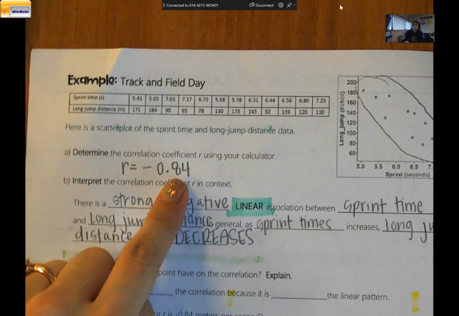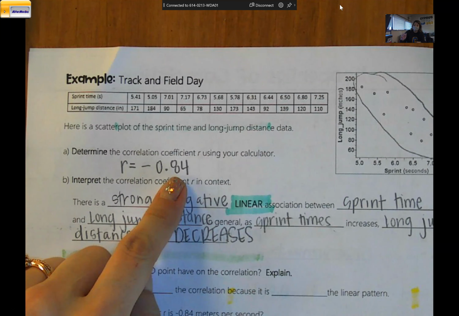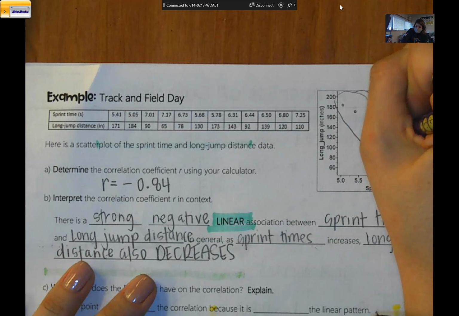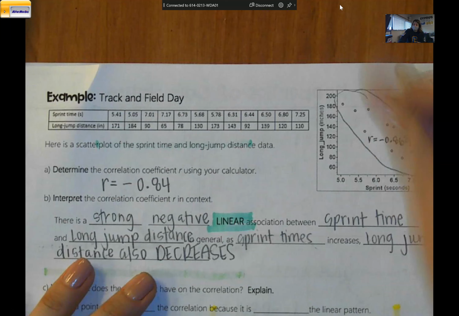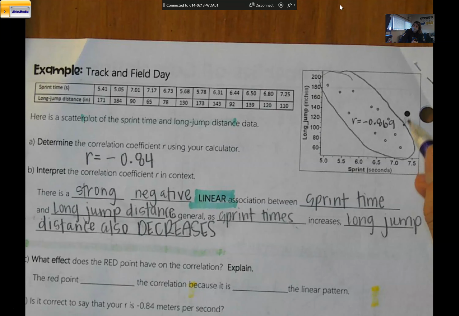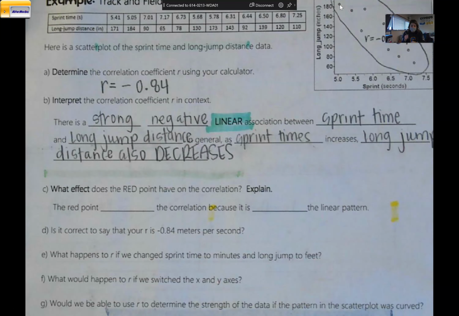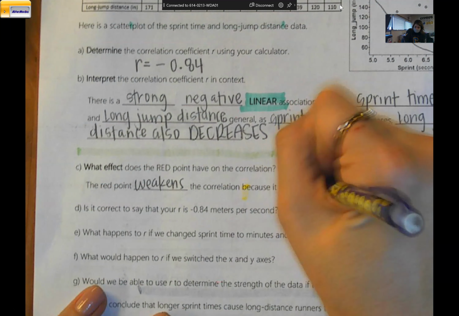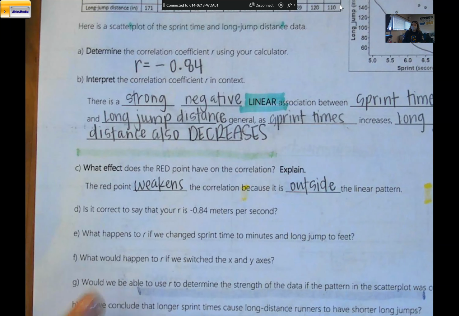What correlation did we find? -0.84. So it does weaken the relationship. Not by a ton, but part of that's because look how close he is to that point. Like he's out of the pattern, but he's not like way out. So the red point weakens the correlation because it is outside the linear pattern.